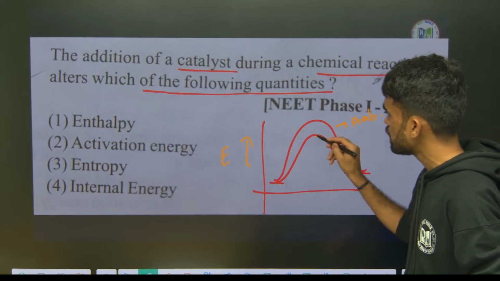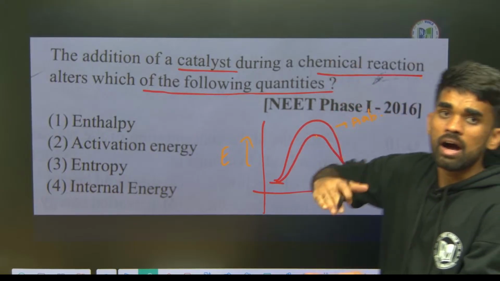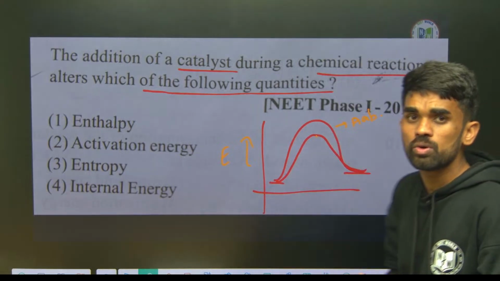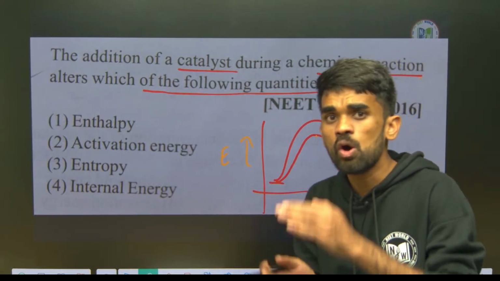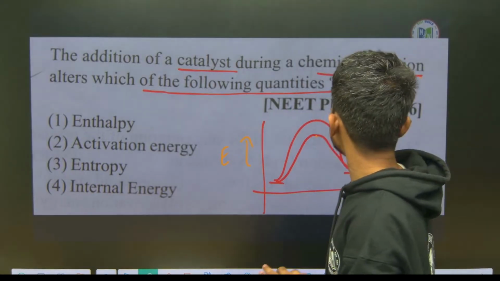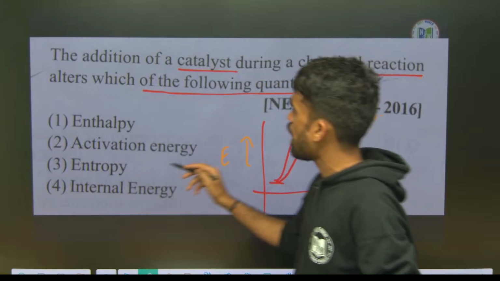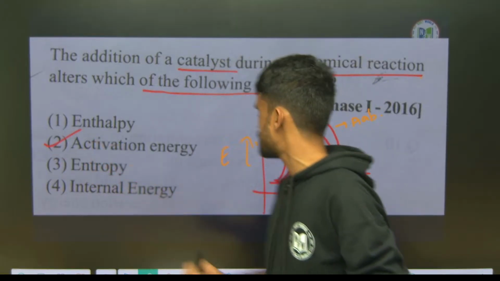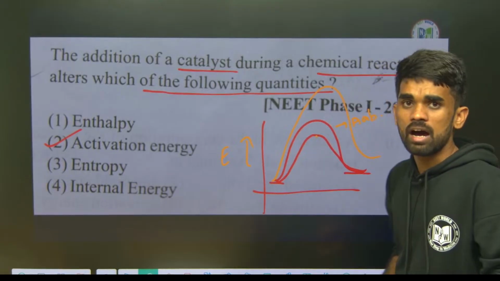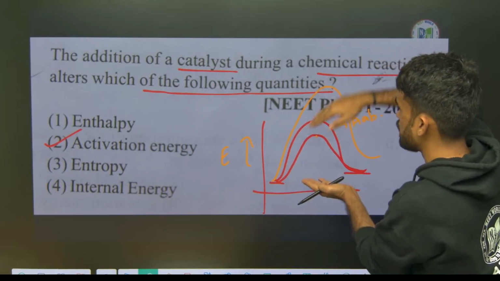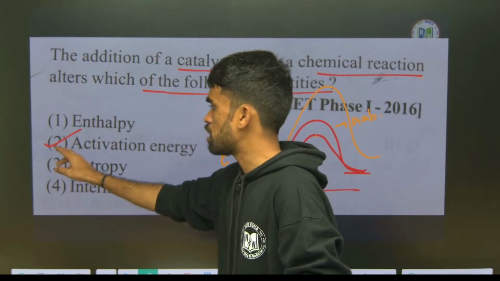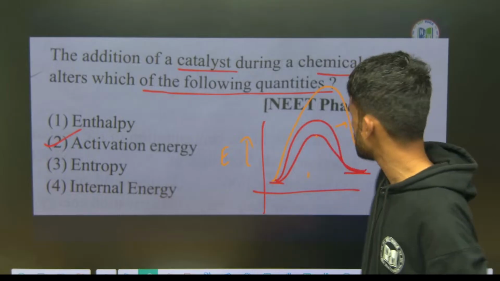So what it is doing, it is decreasing the activation energy, it is providing a new reaction pathway with lower activation energy. It will alter the activation energy. If it is a positive catalyst, it decreases. If it is a negative catalyst, it increases this activation energy by providing a longer reaction pathway. You can understand like this. So option 2 will be your perfect answer. Very easy it is also.